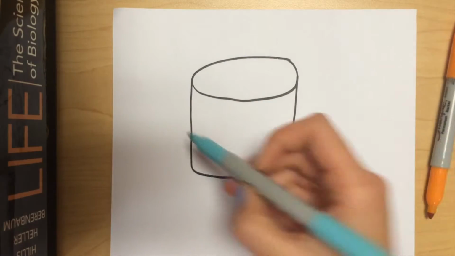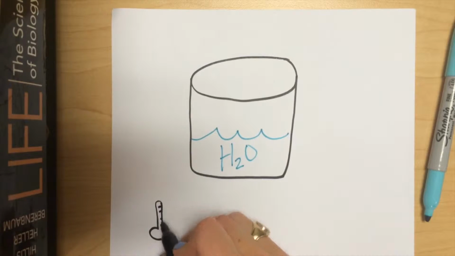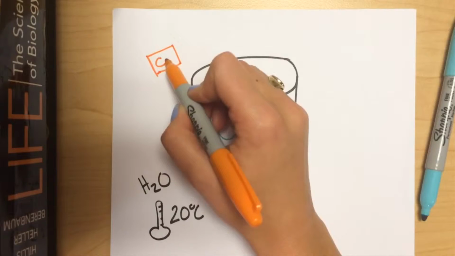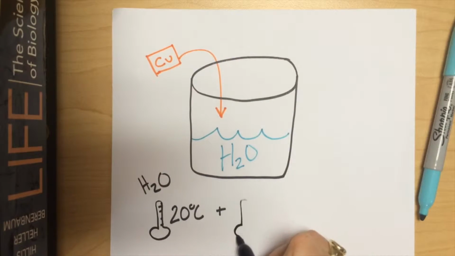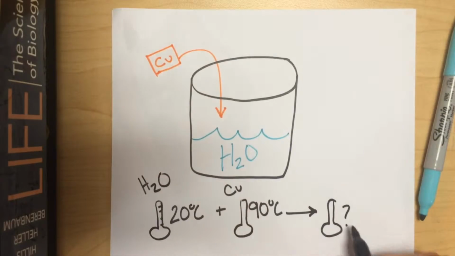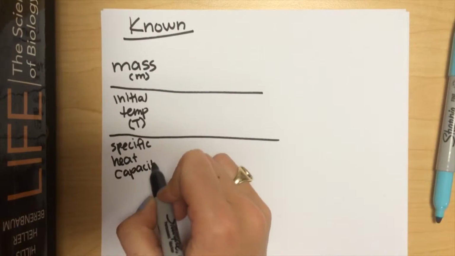There is a 250 gram sample of liquid water at 20 degrees Celsius in a styrofoam cup. A 30 gram sample of copper at 90 degrees Celsius is dropped into the water. What will be the final temperature of the copper in the water, assuming no heat is lost to the styrofoam cup? Let's start by listing the information provided.